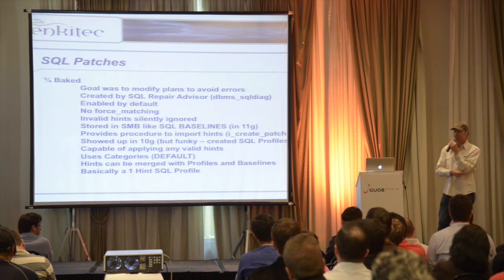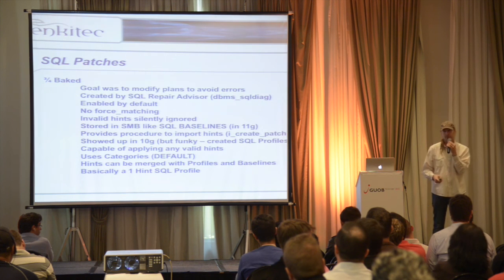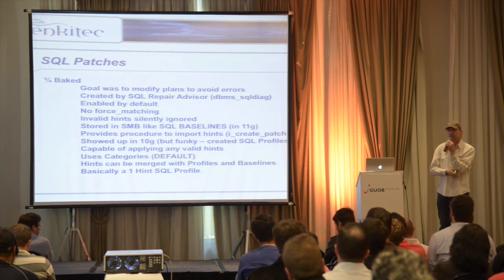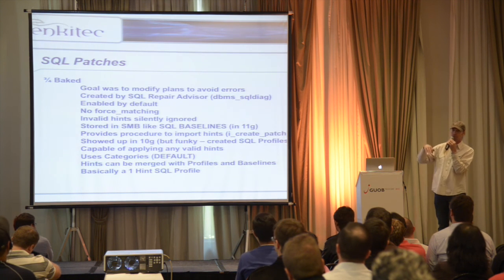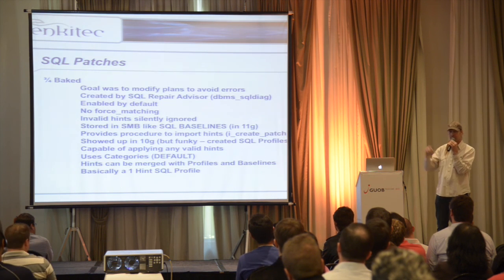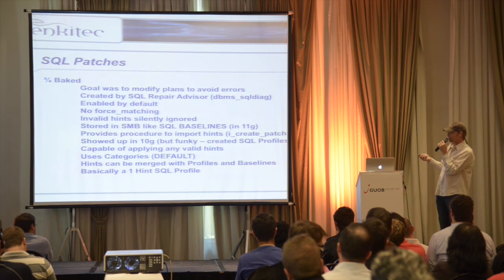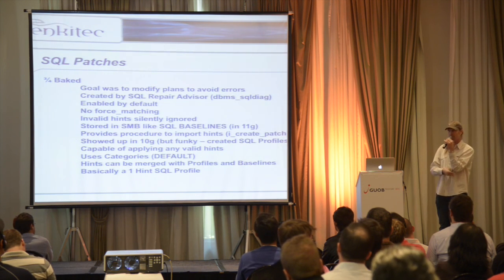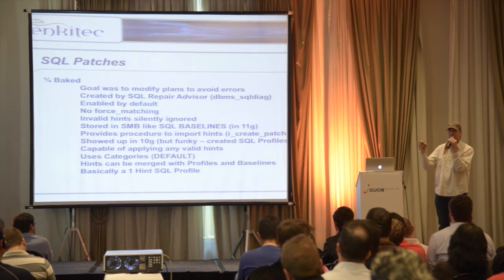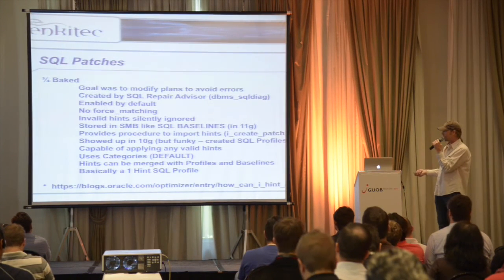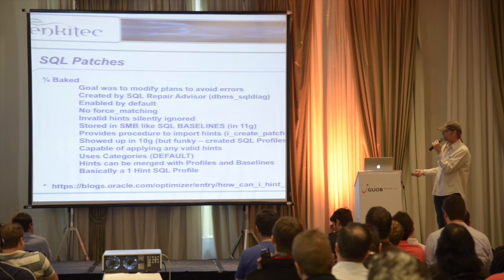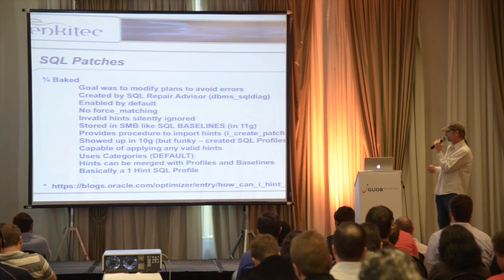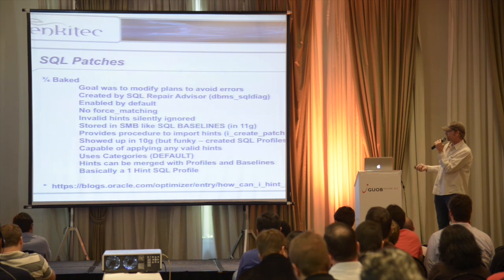Okay? And basically, the way I would describe it is it's like a one-hint SQL profile. All right, so a SQL profile, I told you, could have 2,000 lines of hints that are 500 characters. This is basically just one line. You still could have multiple hints in it, whatever would fit in the 500 characters, but it's only one line. Maria Colgan actually did a really good blog entry on them on the Oracle Optimizer blog. So there's a link to it.